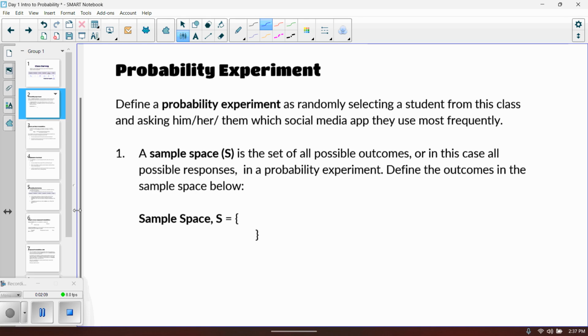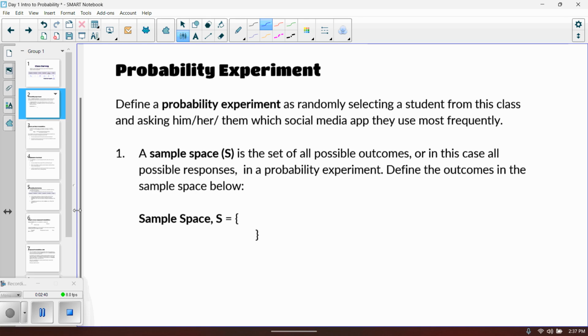So we're going to define probability experiment as randomly selecting a student from this class, student and/or teacher, I guess, if you want to include me, and asking him or her or them which social media app they use most frequently. So we did that. A thing which is called a sample space is basically just listing out all of the possible outcomes that we could have. So that's what's called your sample space.